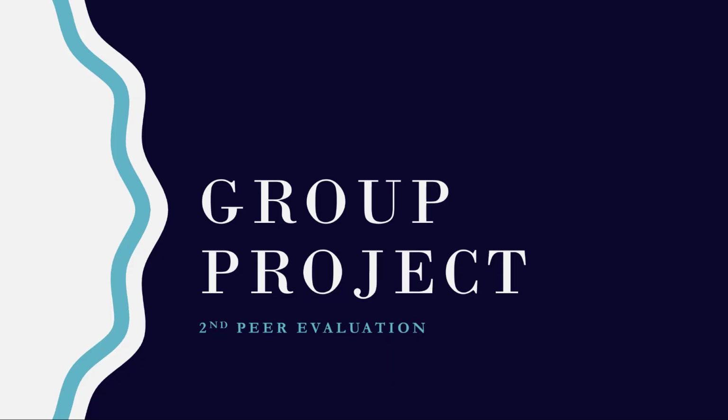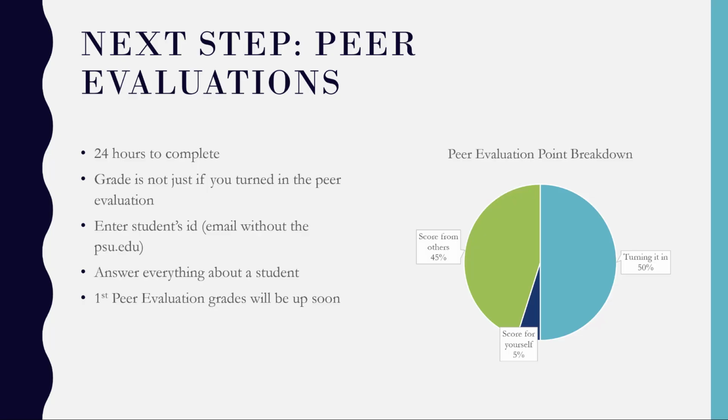All right, so let's talk about the group project. Before class today, you had the group contract and the MOU due. The next step is the peer evaluations. You have 24 hours to complete it from when class ended, and the grade is not just whether you turn in the peer evaluations. It's other things too, and I have it broken down over here.